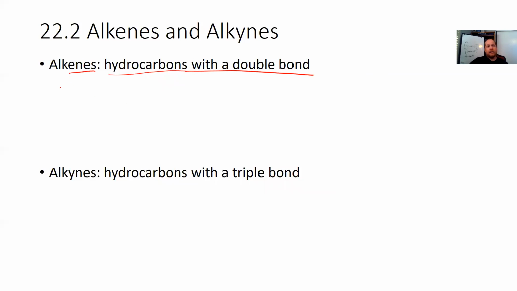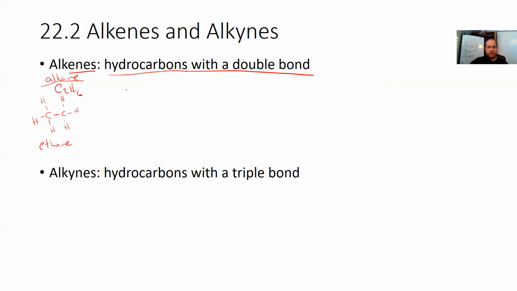So if you had C2H6, that is the alkane, which has a structure like so. This is ethane.